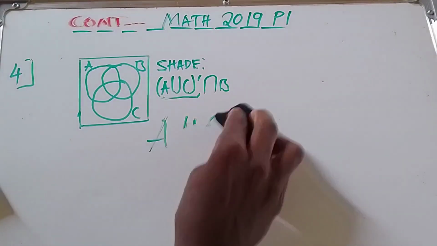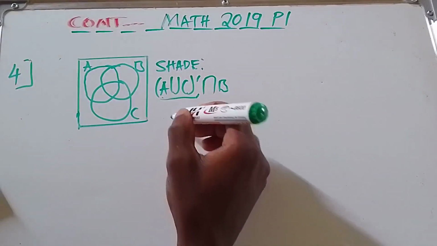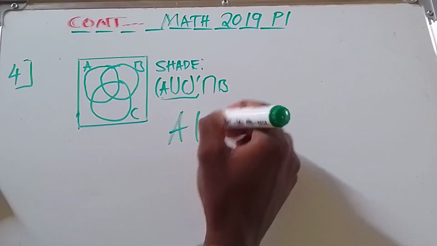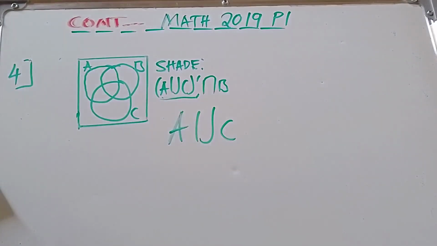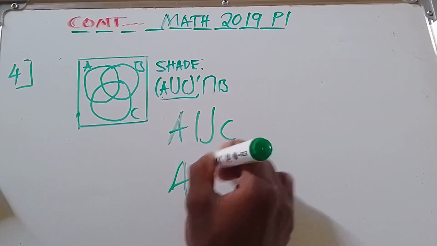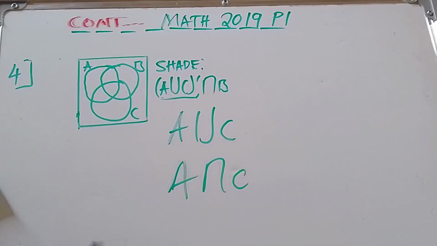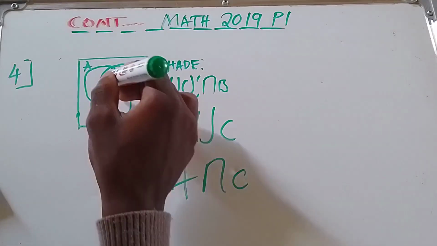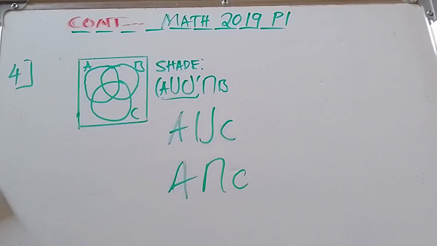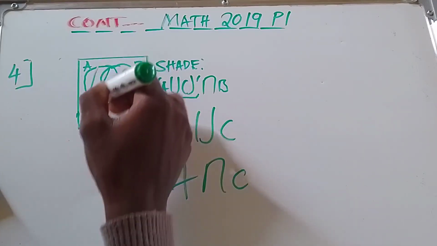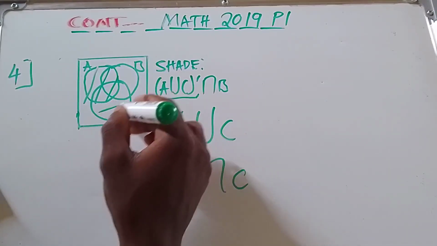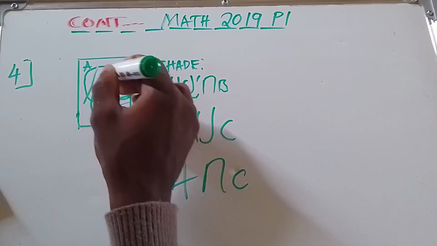Let me just write it well. A union C. If you see A union C, we are just combining what? A and C. But if you see, maybe let's say for example A intersection C, you just need to go where A is intersecting with C, which is of course this part right over here. But when we talk of A union C, just combine A and C. This is A, and this is C. So A union C, we just need to combine these two sets.